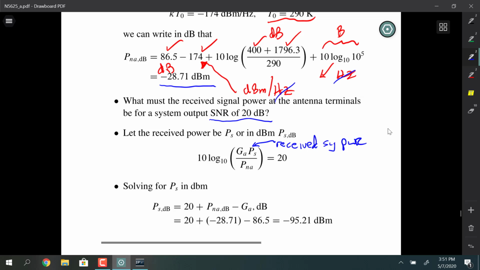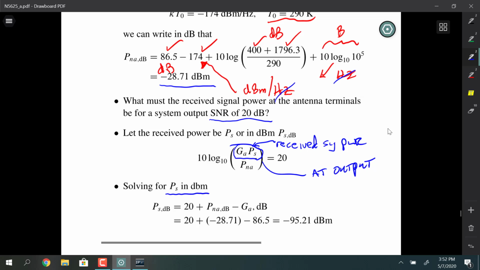So we're going to gain up the power at the antenna by GA, so this is now at the output of the receiver, and then PNA is the noise power available at the output of the receiver. So we want that ratio to be 20. What we'd like to do is solve for what received power we need to have at the input to the receiver front end.